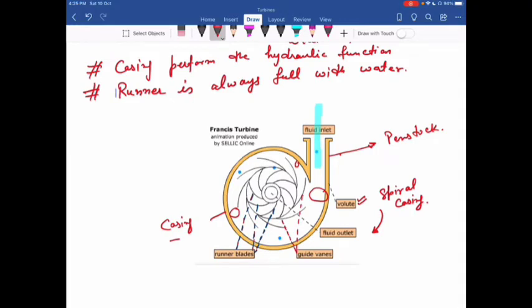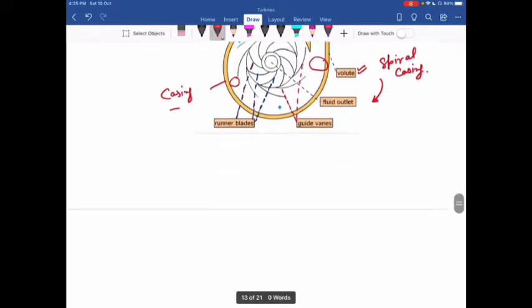In this case, you can see the water enters the casing through the penstock. Then it first goes to the guide vanes, and then it goes to the runner vanes. After the runner vanes or runner blades, it goes to the outlet. At the outlet of the turbine, we have the draft tube. Now, you can see all these components again in this diagram.